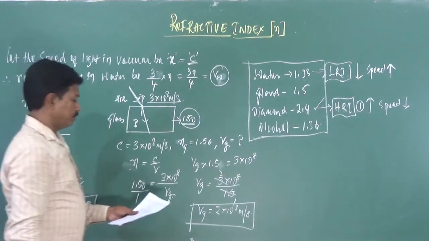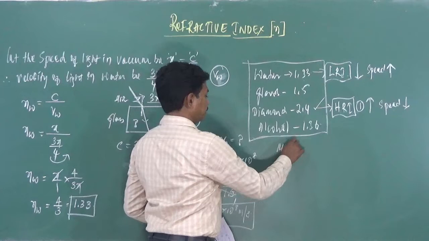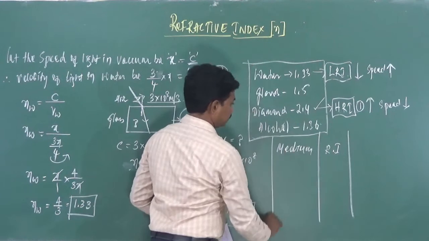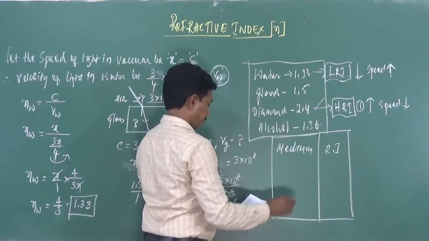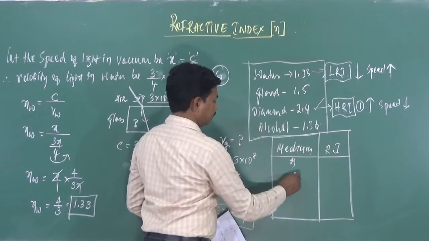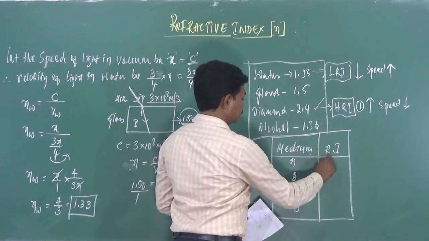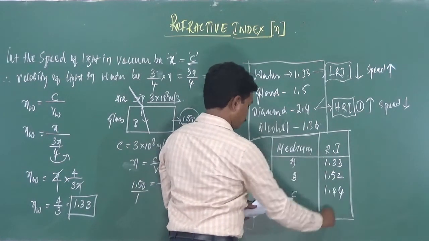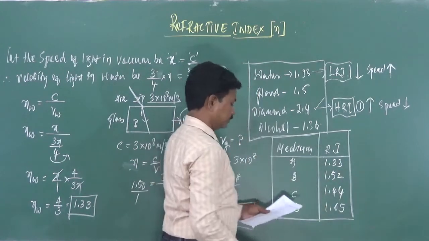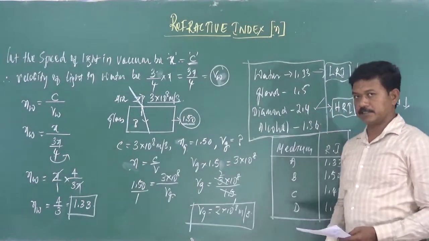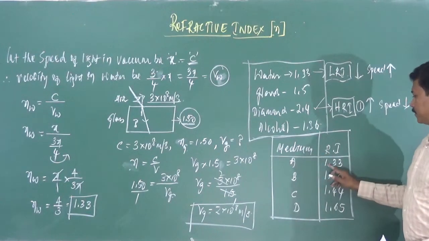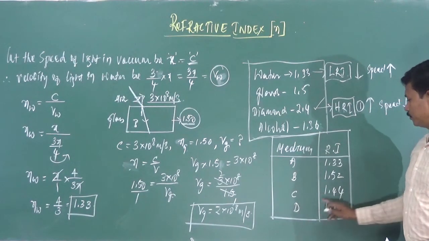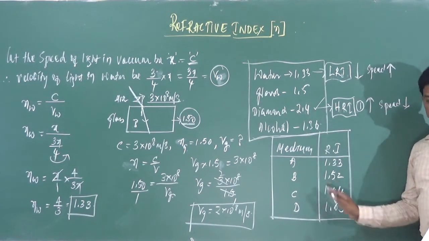So I am having 4 media here: medium and refractive index. Let us take it as medium A, B, C and D. So this is medium A having refractive index 1.33, medium B 1.52, medium C 1.44 and medium D 1.65. So these are the refractive indices.